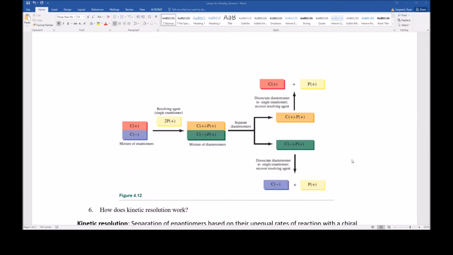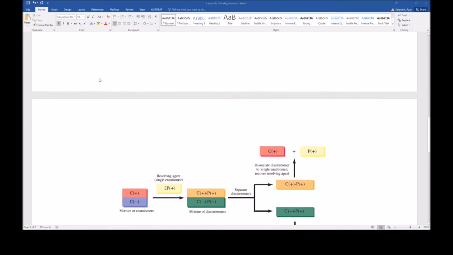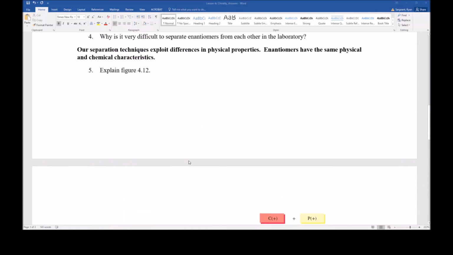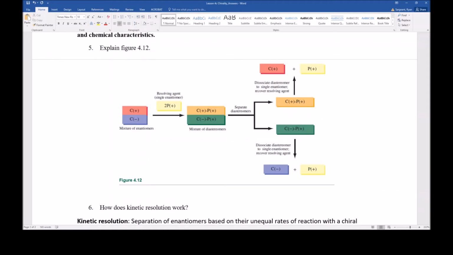So this is a figure from your textbook, figure 4.12, and we need to explain what's going on here. So explain figure 4.12. That's what we're going to do next. Okay, so what we have here is a flow chart. We have a mixture of two different enantiomers. We don't care which one's R and which one's S because we are pretending that we're doing work in the laboratory. In the laboratory, what we care about is optical rotation, the thing that you can actually measure in the laboratory. And so we start off with a mixture of enantiomers. And that is kind of where we start this problem.